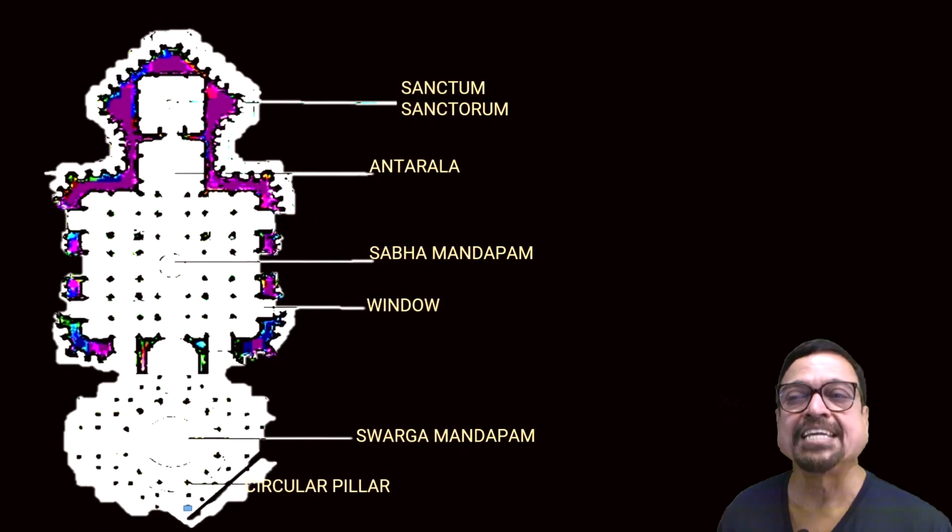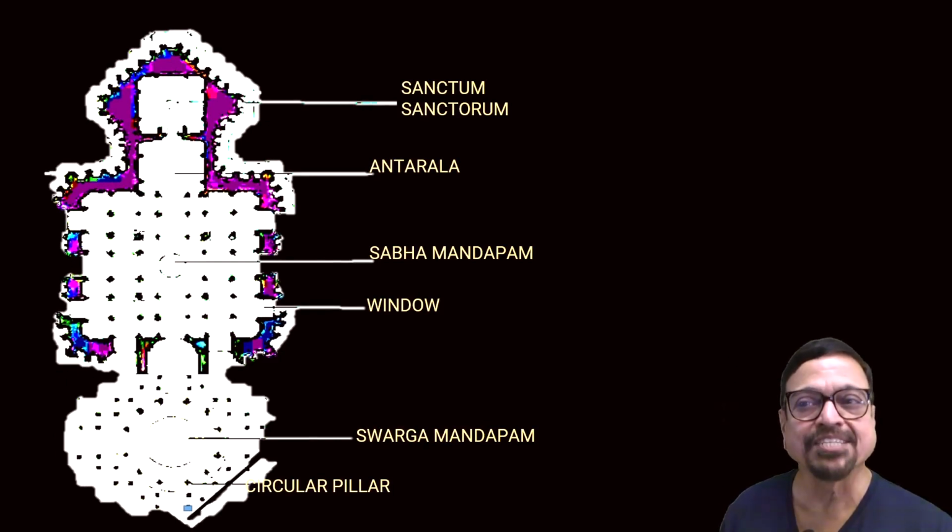Now let's see here how it is. This will give you a rough sketch. It is not to scale. It is a rough sketch of the sanctum, then there is the antarala, then the Sabha Mandapam, then some windows and the Swarga Mandapam. What till now we are seeing is the Swarga Mandapam. We are also going to see the Sabha Mandapam.